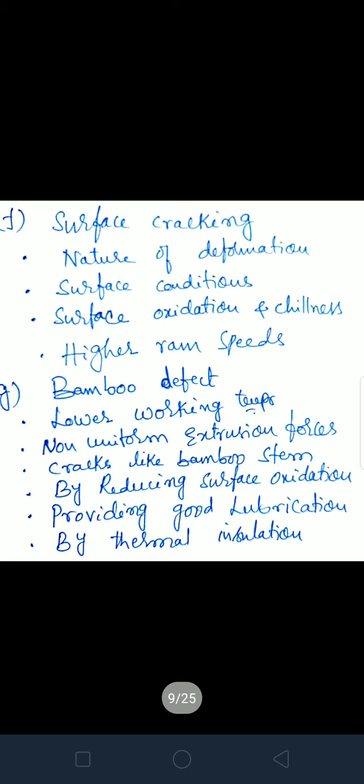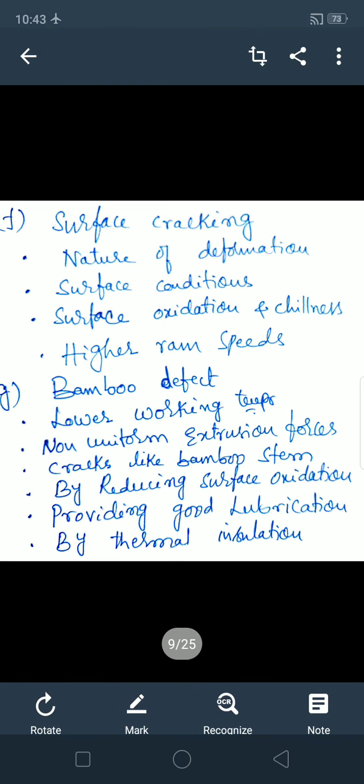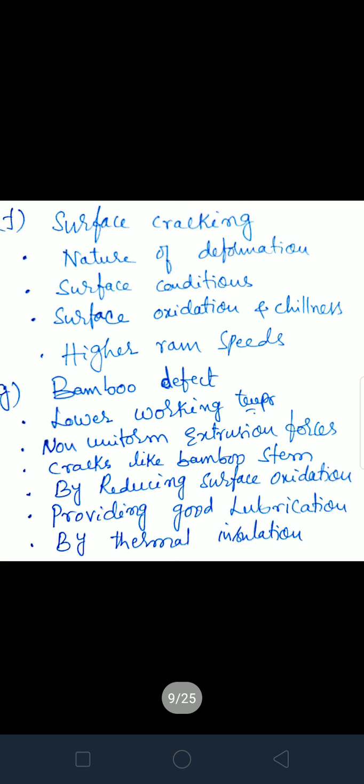Then coming to surface cracking. Surface cracks are of different types and may be formed in the extruded products based on the nature of deformation and the surface condition. The higher the surface oxidation and surface chilling, the more the chances of surface crack formation. Even higher ram speeds may lead to surface cracking defects. Another type of surface cracking may also be due to a lower working temperature. In this, the product sticks at the die land momentarily, and as the extrusion pressure rises, it moves forward.